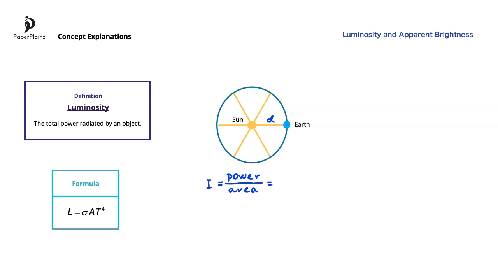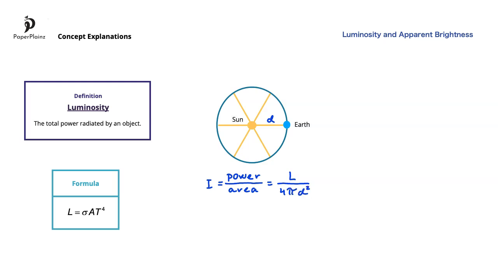The total power radiated by the Sun is its luminosity, so L. The key here is to understand that this total power is distributed over the entire surface area of a sphere that has a radius of the Sun-Earth distance, that in our drawing above we denoted using the letter d. This surface area of a sphere is 4 pi times the radius squared, so to get the intensity of solar radiation at the position of Earth, we'll divide the total power radiated by the Sun, so its luminosity, by the surface area of this sphere, so by 4 pi d squared.